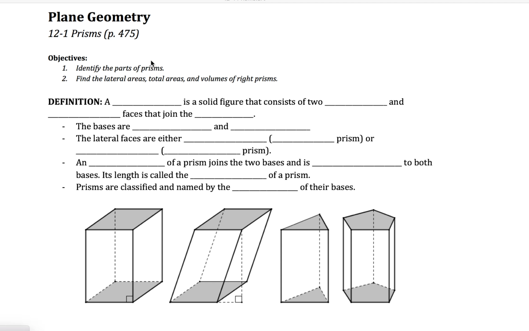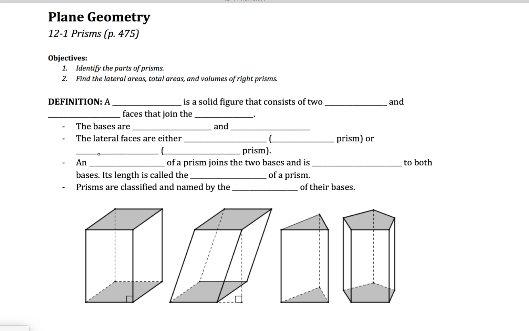Okay, welcome back everyone. In this video we're going to be starting a new chapter in which we're going to be looking at solid figures. Solid figures are things like, well, prisms is what we're going to be looking at in this video, and later we'll look at things like pyramids and cones and spheres and cylinders. Those all fit into the category of solid figures. So let's jump in and take a look at prisms.